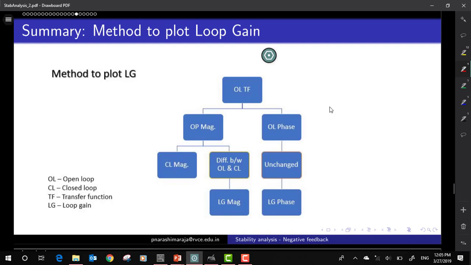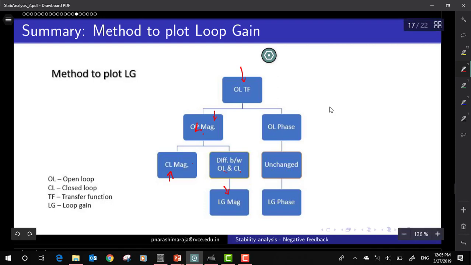The method to plot the loop gain is this: we first took the open loop transfer function, which is L, and took the open loop magnitude. Later we plotted our closed loop magnitude onto the same magnitude plot. Then we extracted the difference of the closed loop and the open loop, and that is how I get the magnitude plot of my loop gain. Is this particular process clear?